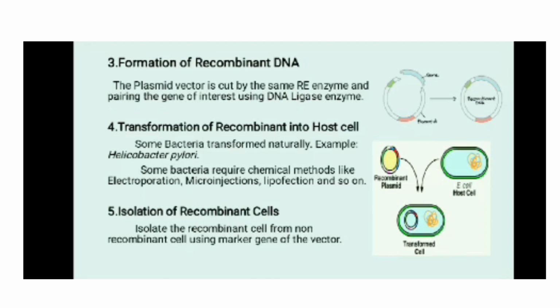We have already transformed recombinant DNA into the host cell by transformation, but only some of them take in the recombinant DNA, so we have to isolate it from non-recombinant cells using marker genes of the vector. These marker genes help to separate the recombinant cells from non-recombinant cells.